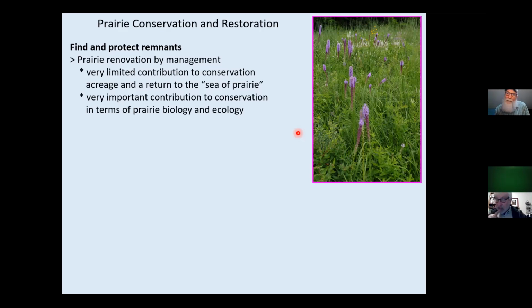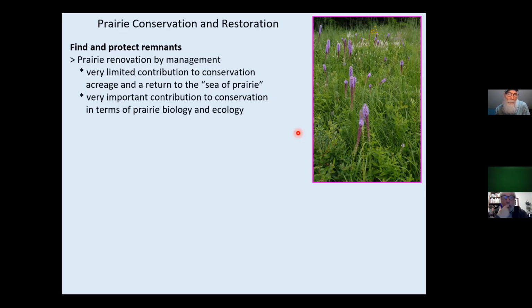Prairie renovation is like renovating an old dilapidated house. You're going to fix it up. We can fix up these remnants, and that's what we should be doing, of course, because they're very important. They're the original source of genes for the prairie species that lived here. But there's only a limited amount of prairie that can be recovered there.